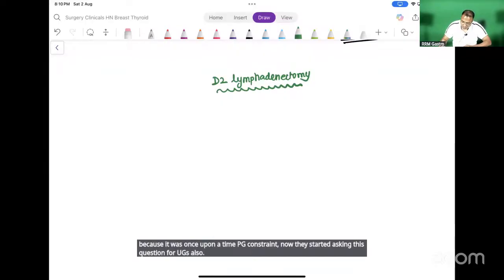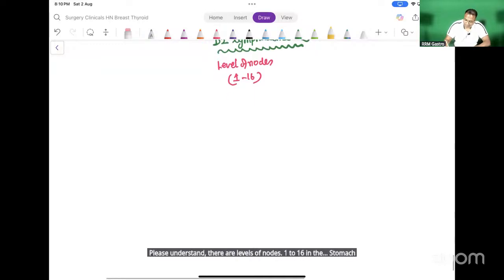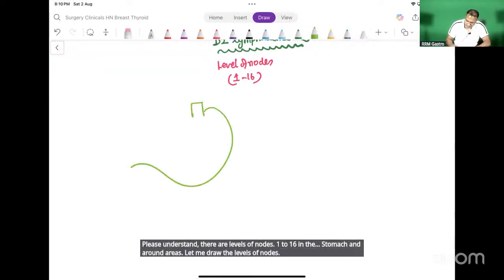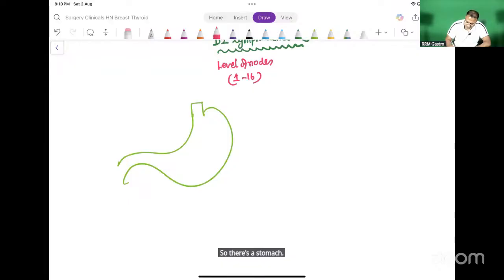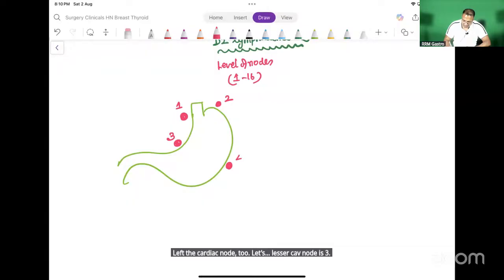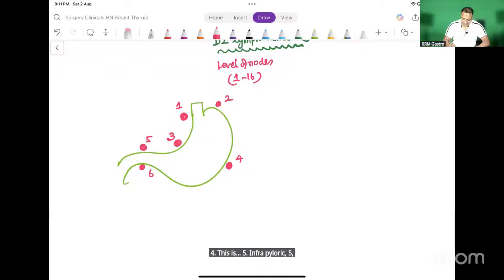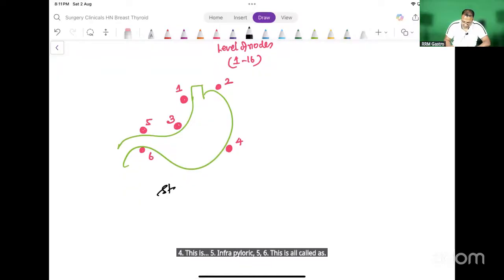Now what is D2 lymphadenectomy? Please understand there are levels of nodes, stations 1 to 16 in the stomach and around areas. Let me draw the levels of nodes. So this is the stomach. This is the right cardiac node, station 1. Left cardiac node, 2. Lesser curve node is 3. Greater curve, 4. This is 5. Infrapyloric, 6. This is all called level 1 lymph nodes.